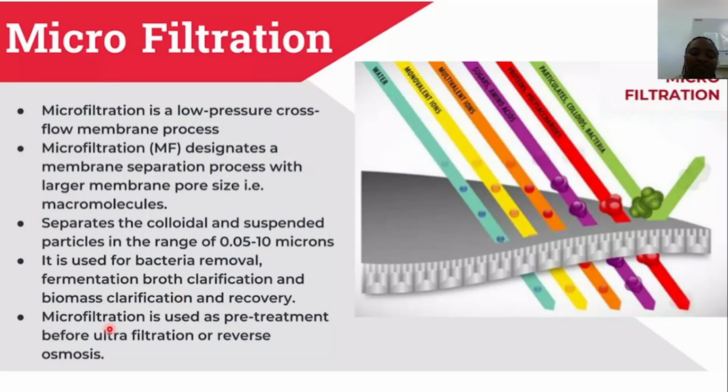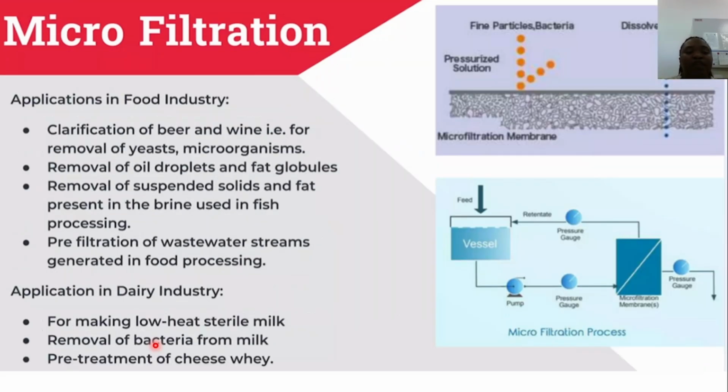Microfiltration is used as a pre-treatment before you can do ultrafiltration or even reverse osmosis, so that you remove the crude and clarify and remove turbidity from your solution. It can be applied in the food industry, where we clarify things like beer and wine for removal of microorganisms and yeast. We can remove oil droplets and also fat globules in food.